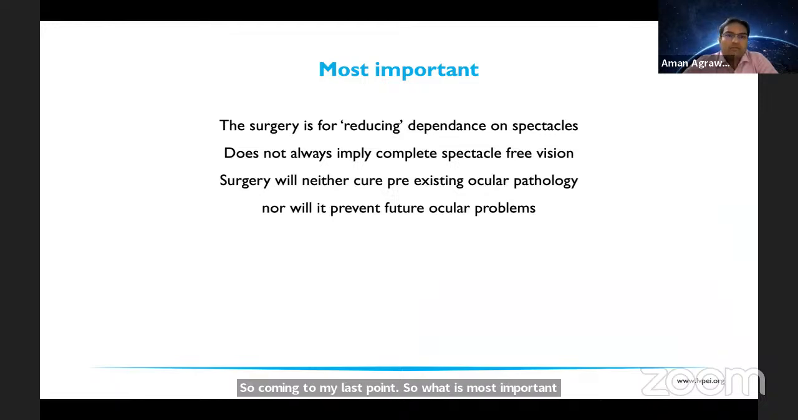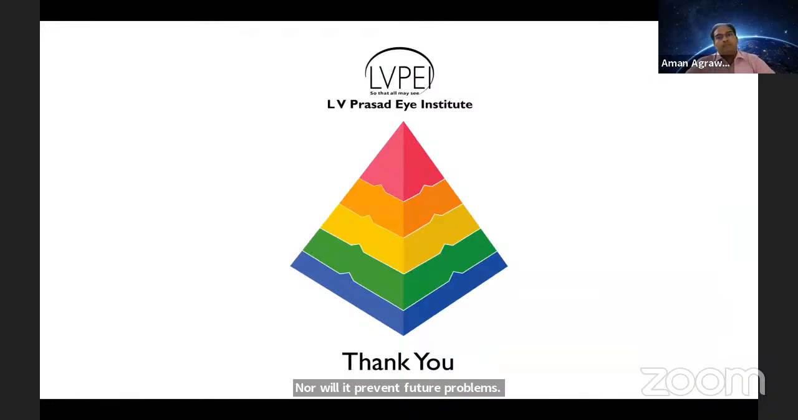Coming to my last point, what is most important, and what was also pointed out by Dr. Sri Ganesh, is that the surgery is for reducing dependence on spectacles, and it does not always imply a completely spectacle-free vision. It is also important to discuss with the patient that the surgery will neither cure pre-existing ocular pathology, nor will it prevent future ocular problems. Thank you.